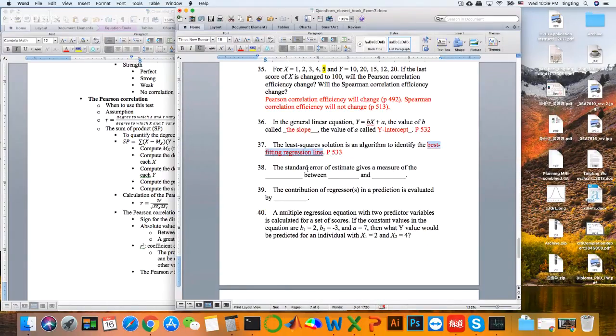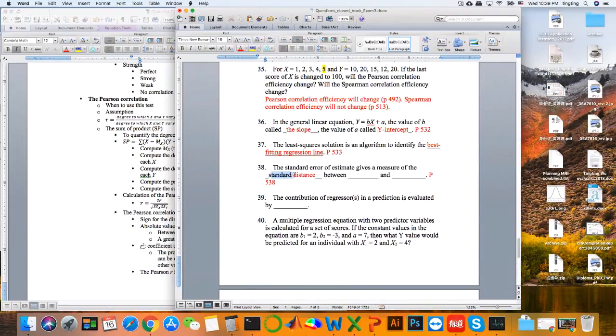For regression, the standard error of estimate gives a measure of the standard distance between the predicted y and the actual.